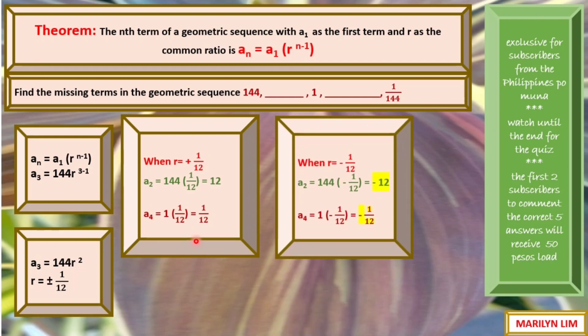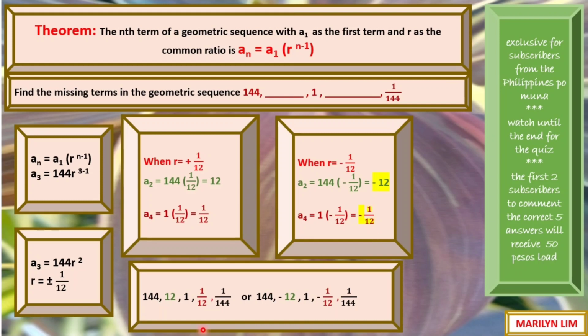Okay, so let's continue. How about when r is negative 1 over 12? So why are we using negative 1 over 12 again? Because our a sub 3 is positive, so r can be negative 1 over 12. Again, we will be using a sub 2, so use 144 times negative 1 over 12. That will give you negative 12. Again, a reminder, we are looking for the ratio, so we are using ratio now. So 1 times negative 1 over 12 is negative 1 over 12.